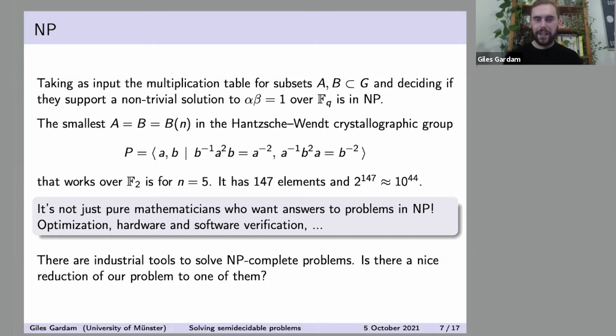And as a result of this, there's a range of industrial tools to try and solve various different NP complete problems. So a natural question at this point is, well, I have this problem in NP I want to solve. Is there some industrial tool that will do it for me?